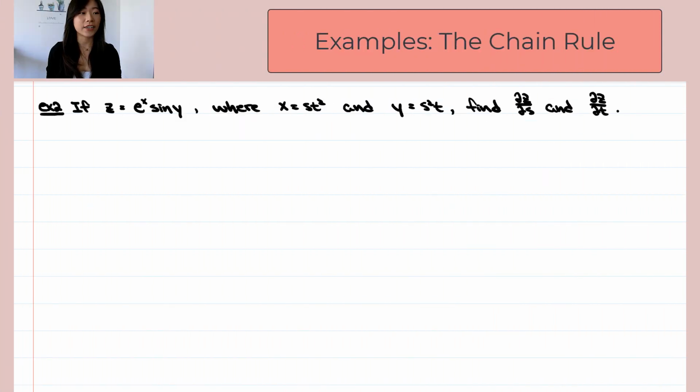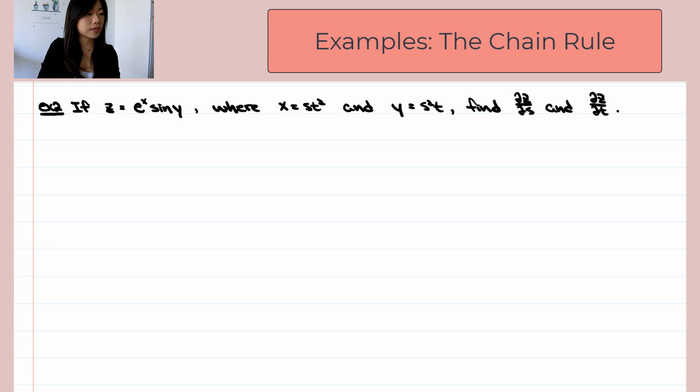And here's the second example. If z is a function of x and y, and the rule is e to the power of x times sine of y, where x and y are both functions of s and t. Let's write out the expression for the partial derivative of z with respect to s and with respect to t. Let's draw the tree diagram for this function.